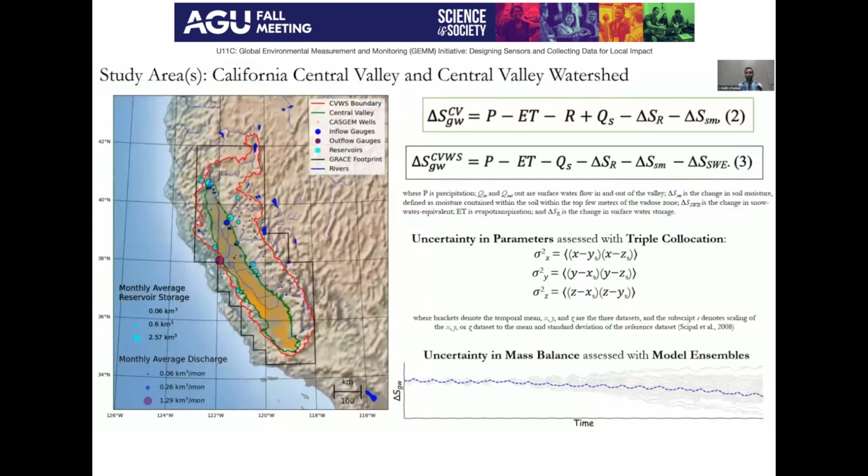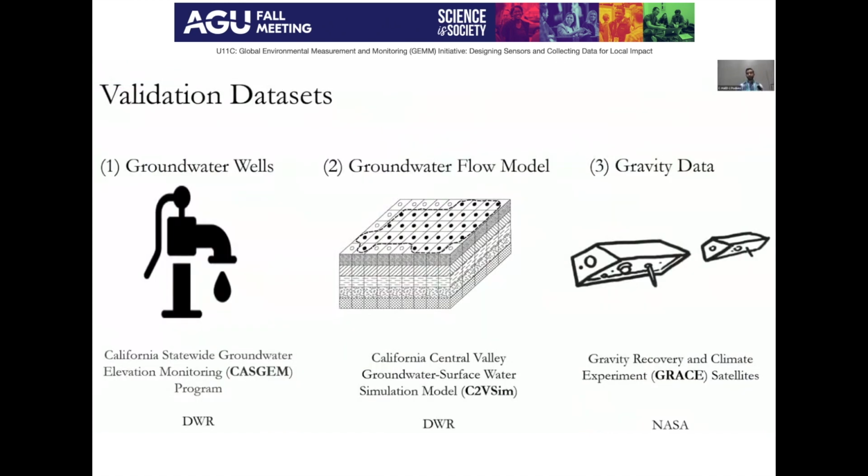And we use a technique called triple collocation to estimate the uncertainty in our input variables. So for each estimate of soil moisture, we can calculate an uncertainty. For each precipitation estimate, we can calculate an uncertainty as long as we have 3 independent and collocated data sets describing that variable. And lastly, as I mentioned, we use a model ensemble-based approach to estimate the uncertainty in the changes in mass calculated from the water balance model. So like I said, here are our validation data sets that we're going to compare our estimates to.